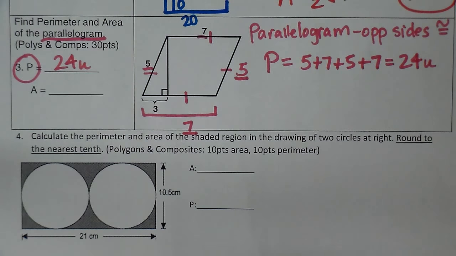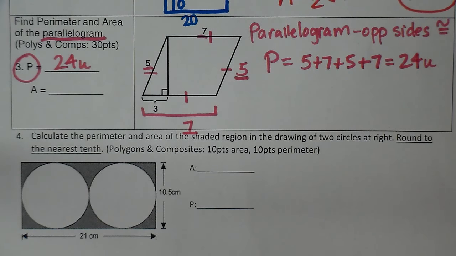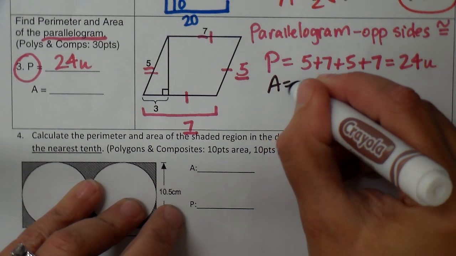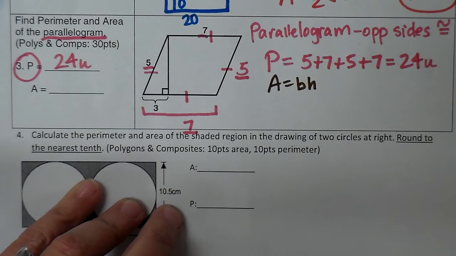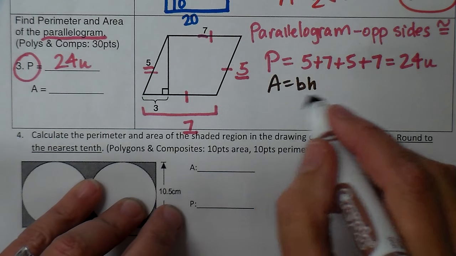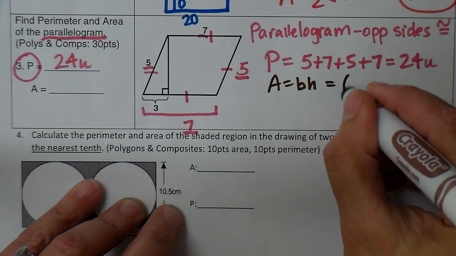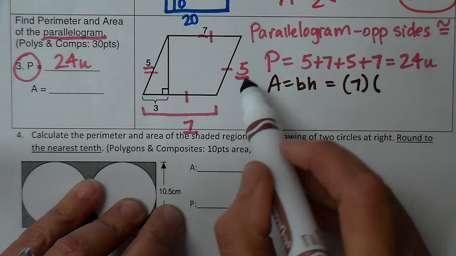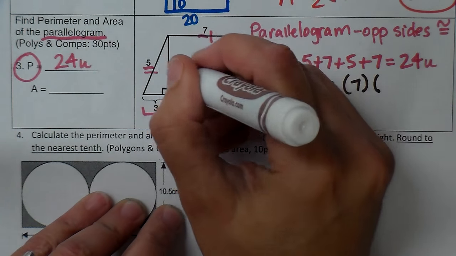Now to find the area is actually base times height. And here's where we ran into problems. A lot of people knew that the base was 7, but they assumed that the height was 5. This is your height.